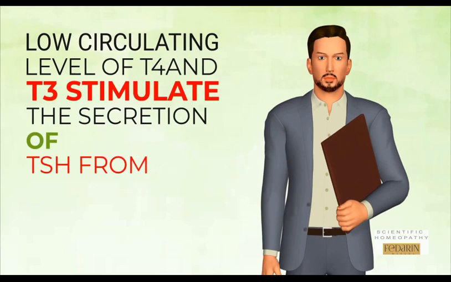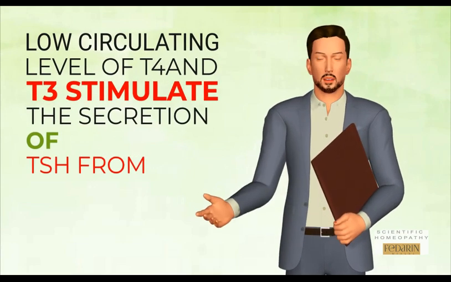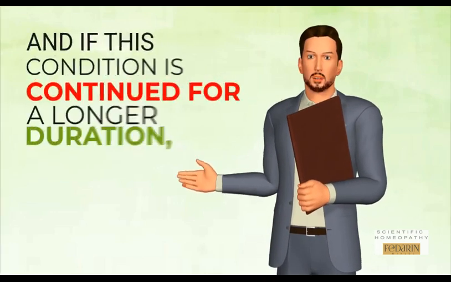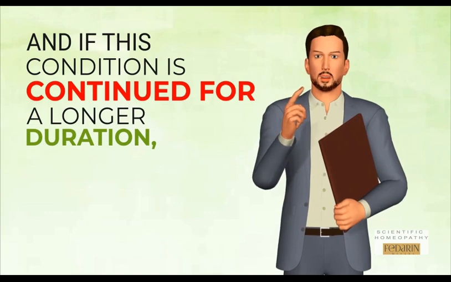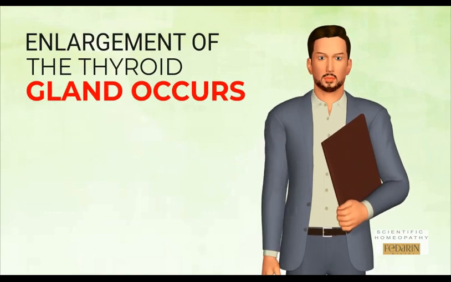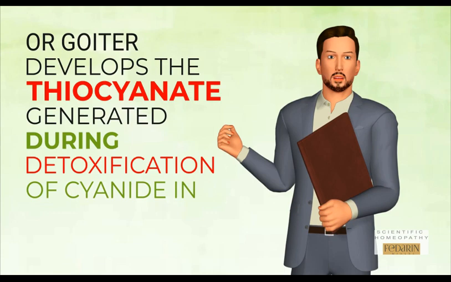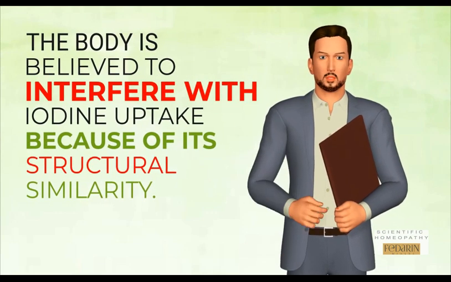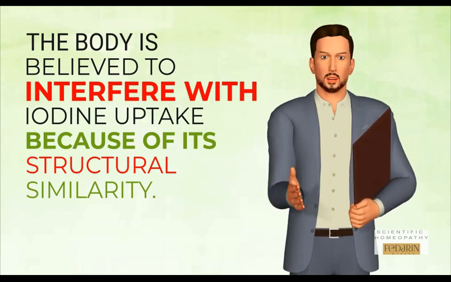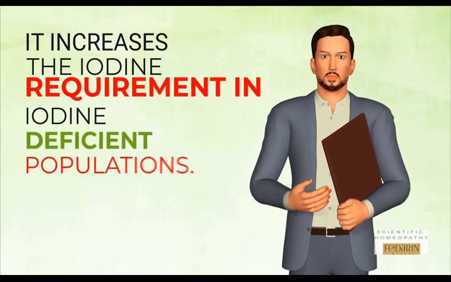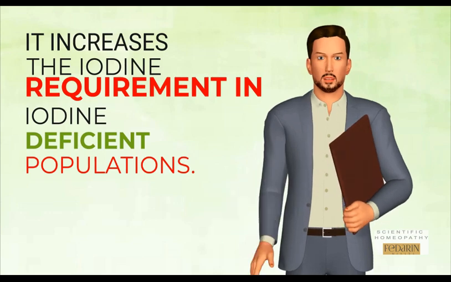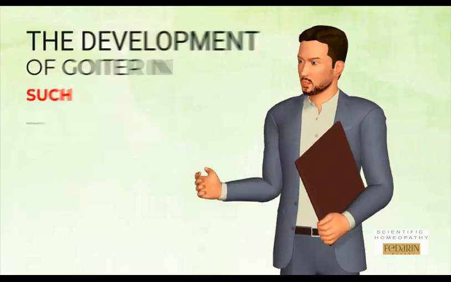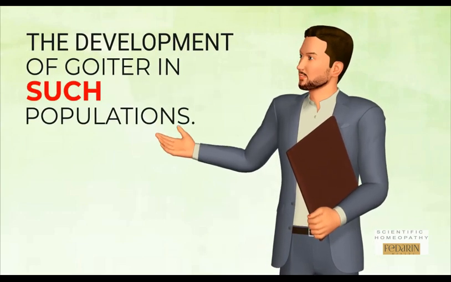Low circulating levels of T4 and T3 stimulate the secretion of TSH from the pituitary by a feedback mechanism, and if this condition continues for a longer duration, enlargement of the thyroid gland occurs, or goiter develops. The thiocyanate generated during detoxification of cyanide in the body is believed to interfere with iodine uptake because of its structural similarity. It increases the iodine requirement in iodine-deficient populations. The thiocyanate thus acts as an additional factor for the development of goiter in such populations.